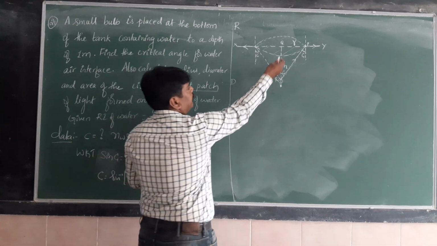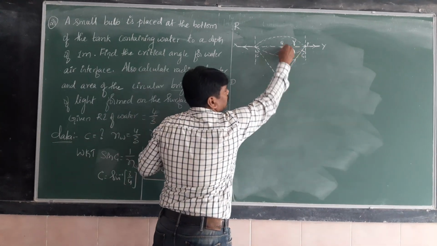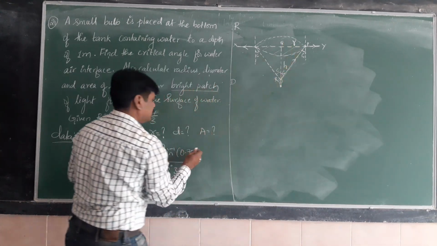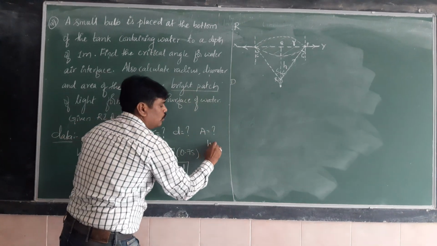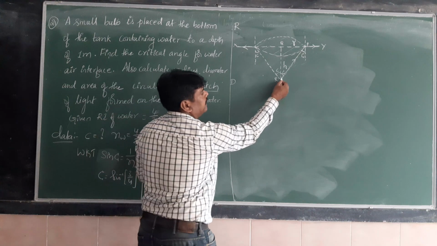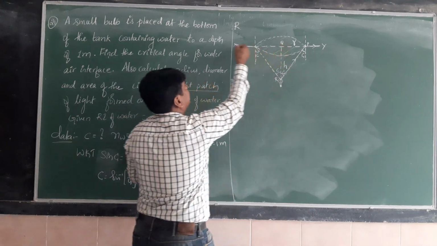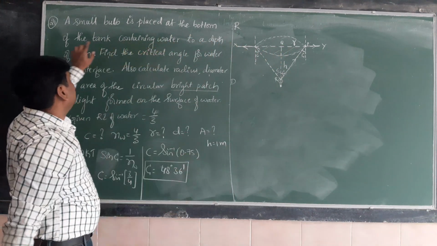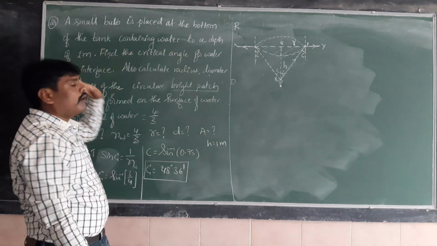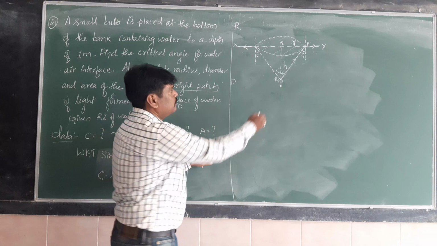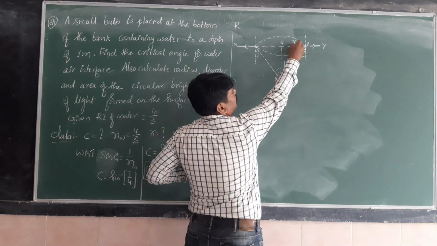Radius. To find radius, we know the value of height, exactly h. What is the value of h according to the given data? h is equal to 1 meter. From here to here it is 1 meter, because it is placed at the bottom of the tank containing water to a depth of 1 meter. So h is 1 meter. Radius we have to calculate.